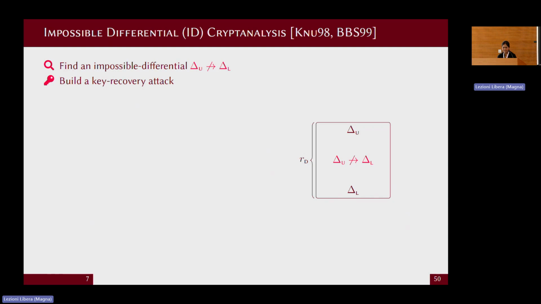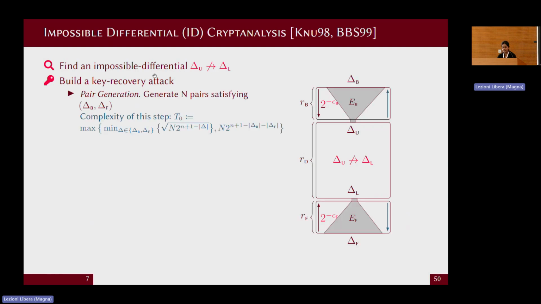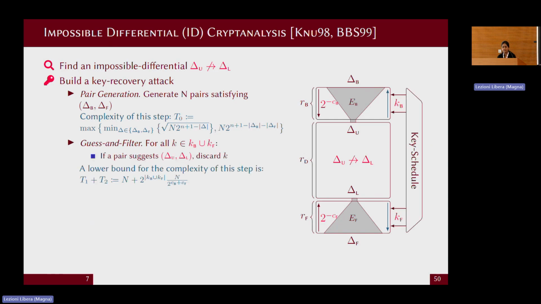Just like other statistical attacks, we can extend this distinguisher in both directions. From delta U to delta L, we can move backward and forward with probability 1 and get the truncated differences delta B and delta F. Then the next step is to find the involved key bits, KB and KF, which help us to partially encrypt and decrypt from delta B to delta F to come to the starting point of the distinguisher, that is delta U, delta L.